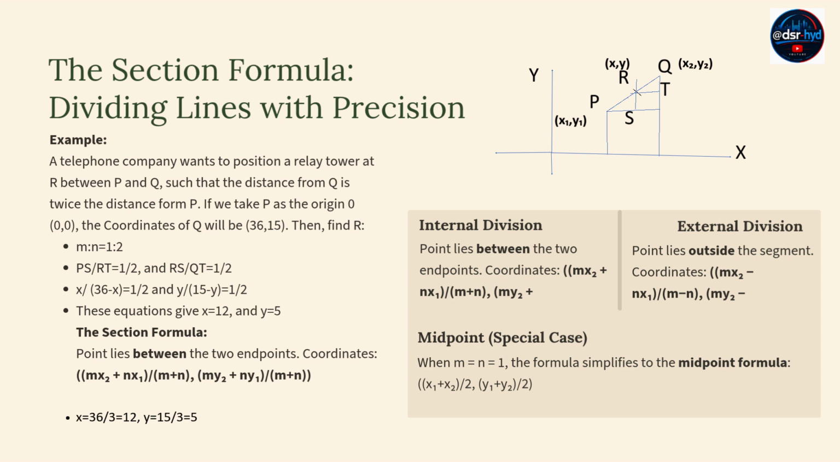Section formula example. Now let's apply the section formula. A relay tower is to be placed between two locations. Point P is at the origin. Point Q has coordinates (36, 15). The point divides the line in the ratio 1:2. Applying the section formula, the x-coordinate becomes 36 divided by 3, which is 12. The y-coordinate becomes 15 divided by 3, which is 5. Therefore, the required point is (12, 5). This example shows how coordinate geometry helps solve practical engineering and communication problems.